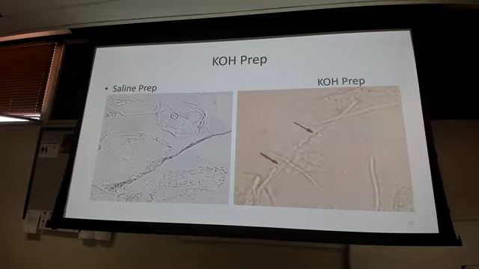All right, and this is just showing you a saline prep. You see how you have all those squamous epithelial cells everywhere? And then once you put that drop on there, boom, then nothing, right? And then you can see the little branches. That's pretty much all that's there.